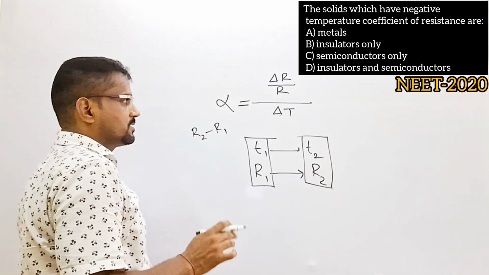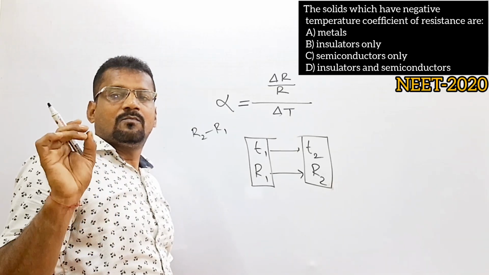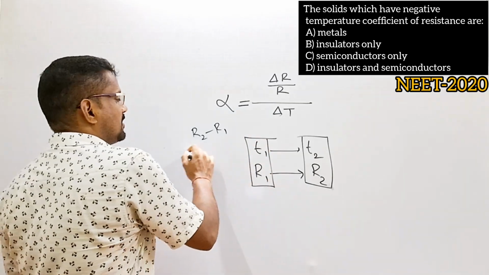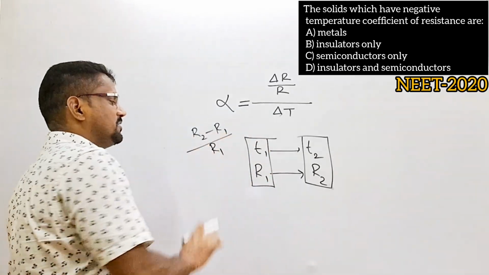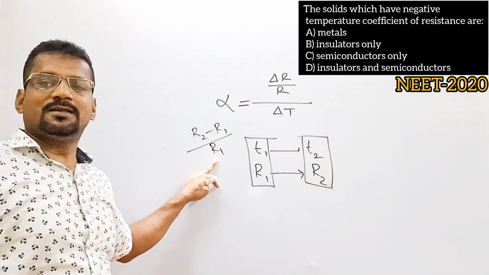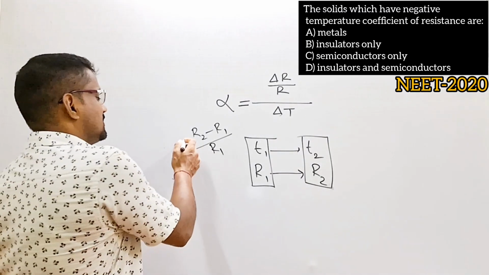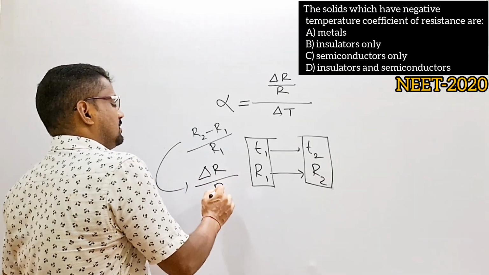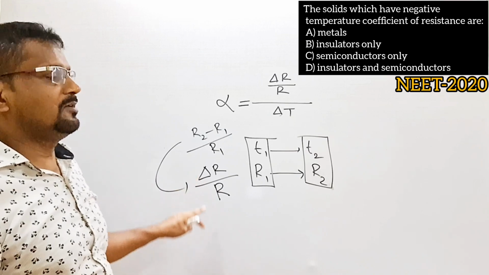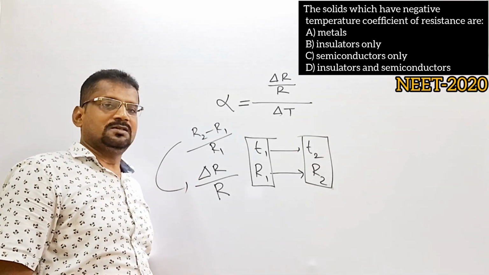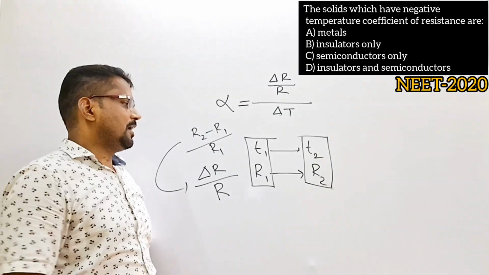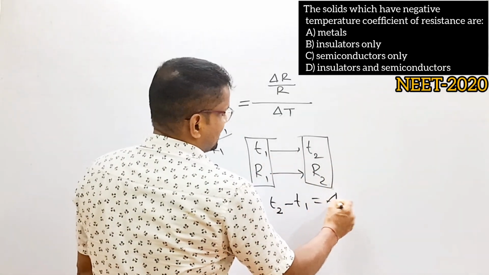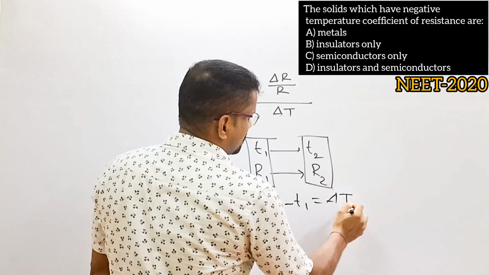Relative change means, initially what was the resistance? That was R1. So this is the change in resistance with respect to R1. Initially it was R1, and we can write it simply as change in resistance divided by original resistance. This is called relative change in resistance, and that I have written here. And change in temperature is T2 minus T1, that's nothing but delta T. Simply you can denote it using delta T.